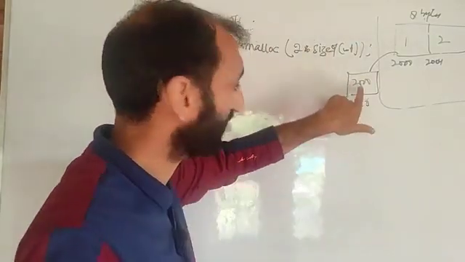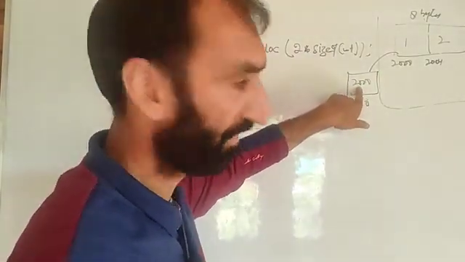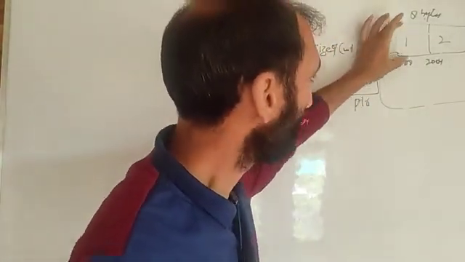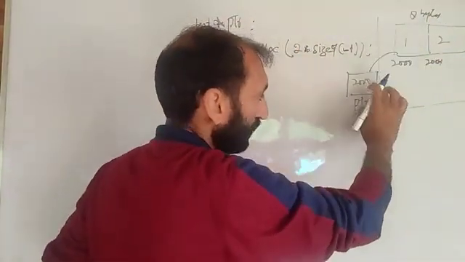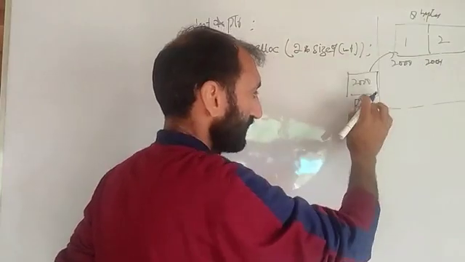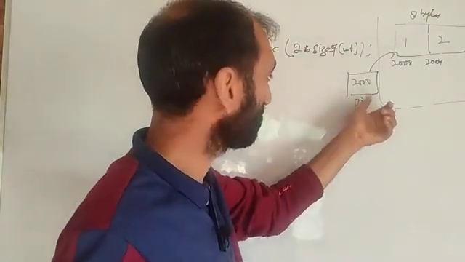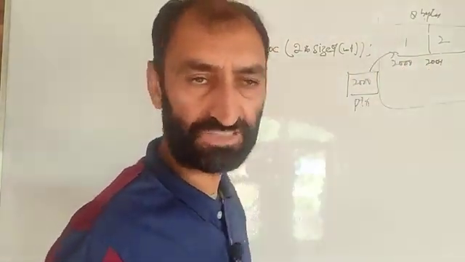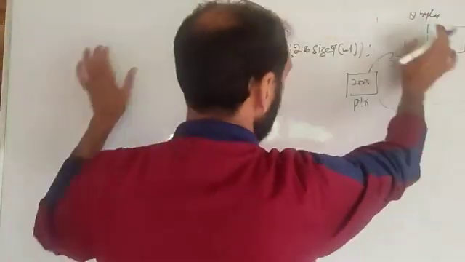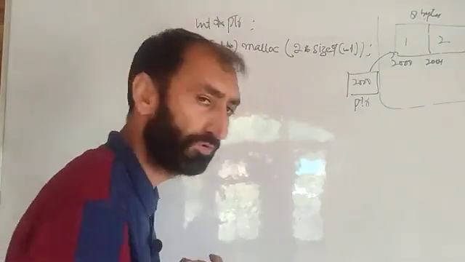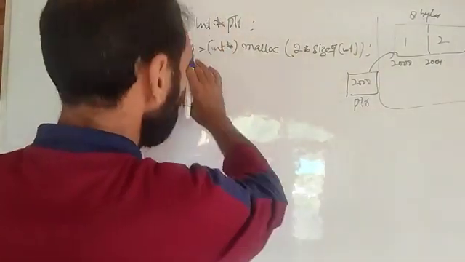Now this PTR contains the address of the first byte, or you can say the base address of this memory block, and here it is 2000. That 2000 is going to be stored in this PTR. Now by using this PTR we can access these elements as well. Suppose the elements in our malloc are 1 and 2.